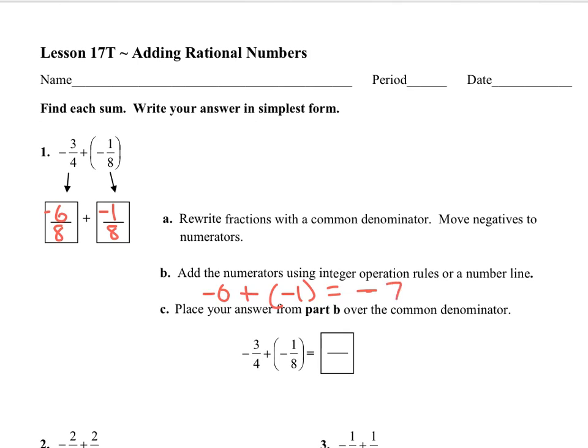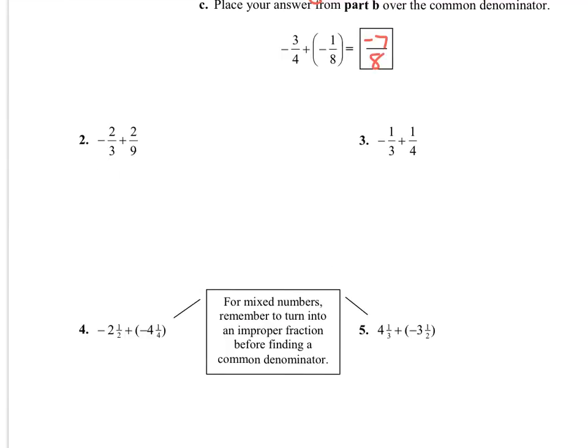For part C, it says write your answer from part B over the common denominator. The common denominator is 8, and my numerator is negative 7. For numbers 2 through 5, the concept is the same. It's just the numbers are different.